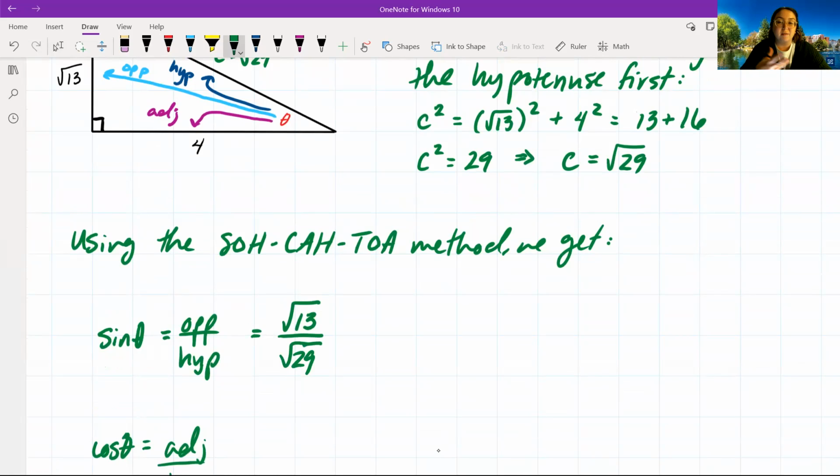So now we do have this technically in the correct form, but remember we don't like having square roots in our denominator. So in order to get rid of the square root of 29 in our denominator, we multiply this term by the square root of 29 divided by the square root of 29. This will now cancel out the square root in our denominator, which gives us a denominator of just 29.